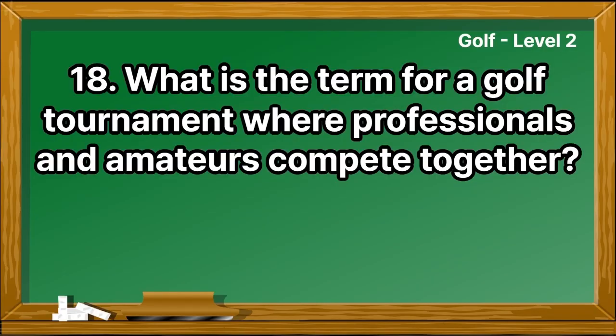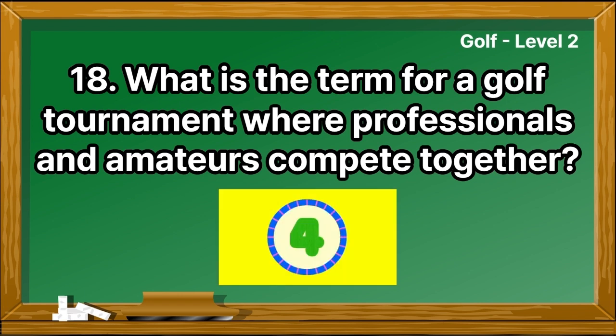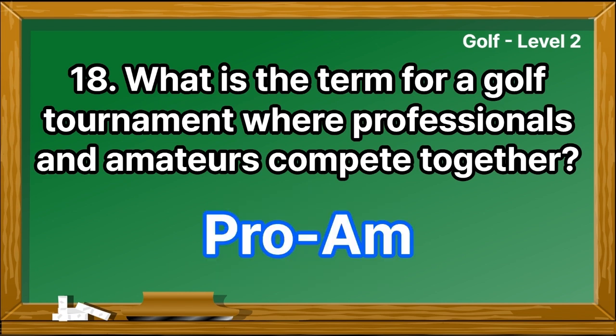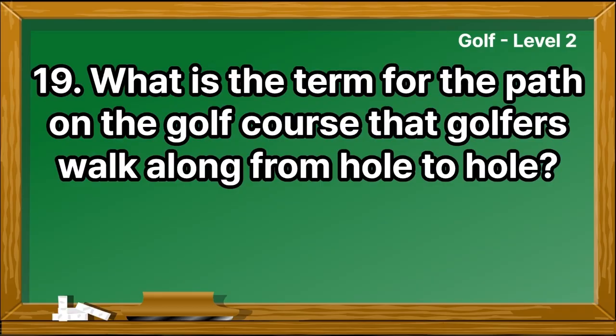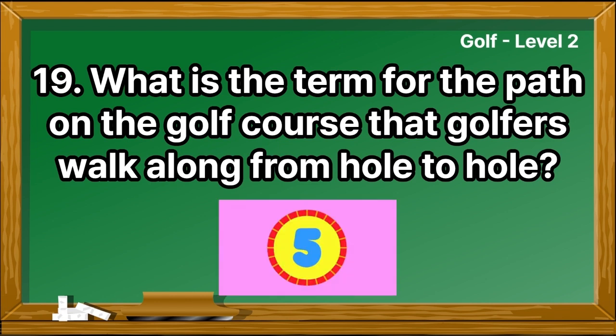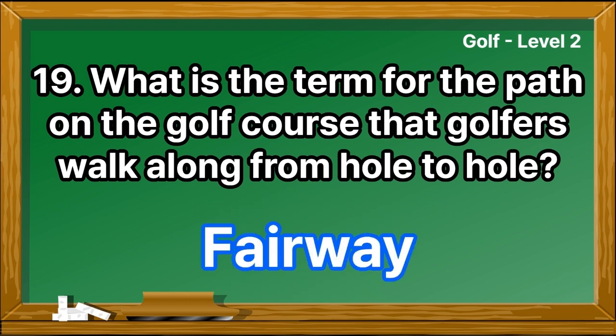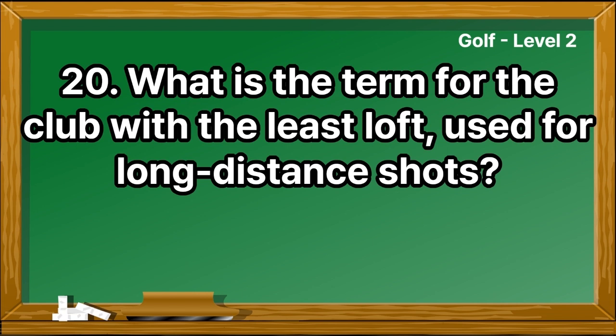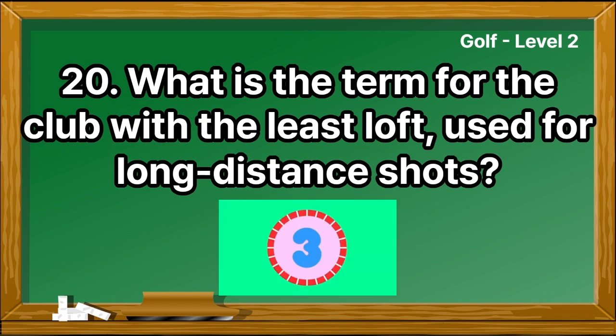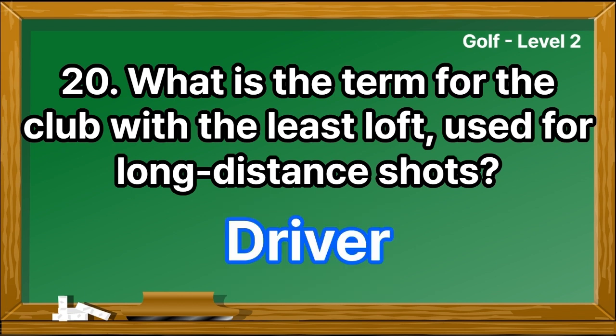What is the term for a golf tournament where professionals and amateurs compete together? Pro-Am. What is the term for the path on the golf course that golfers walk along from hole to hole? Fairway. What is the term for the club with the least loft, used for long-distance shots? Driver.